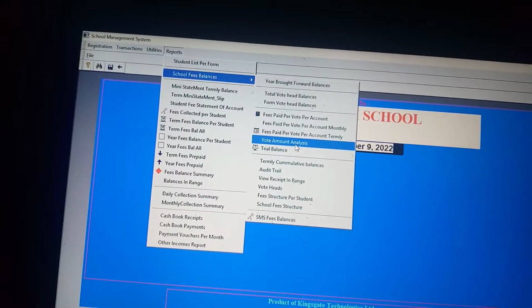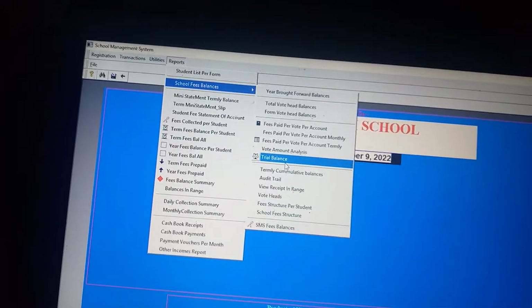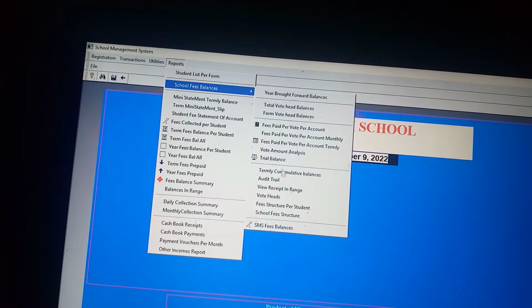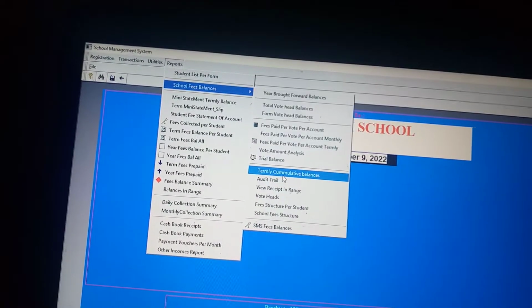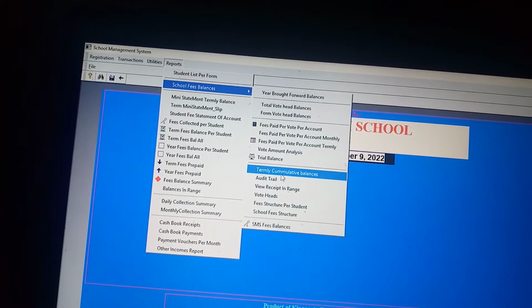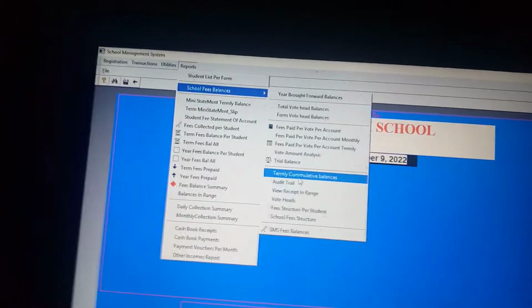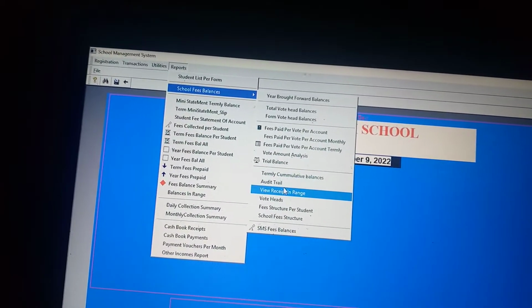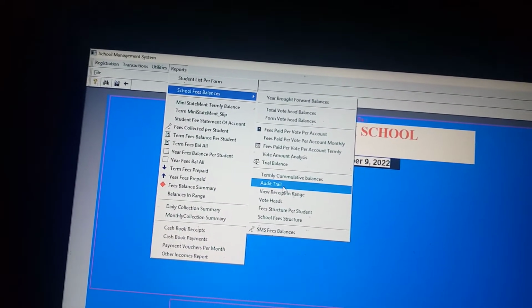We can see the trial balance. We have a trial balance here. We have termly cumulative balance. For example, from 1 East, how much haven't they paid, and so on and so forth. We can have the audit trial here.